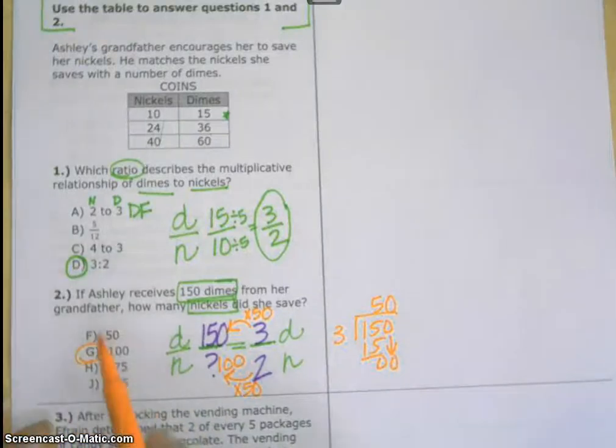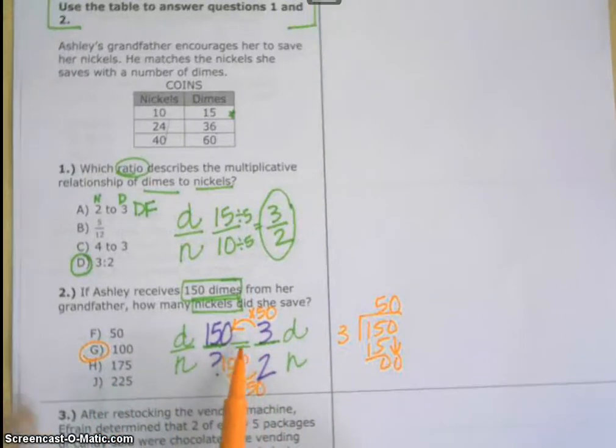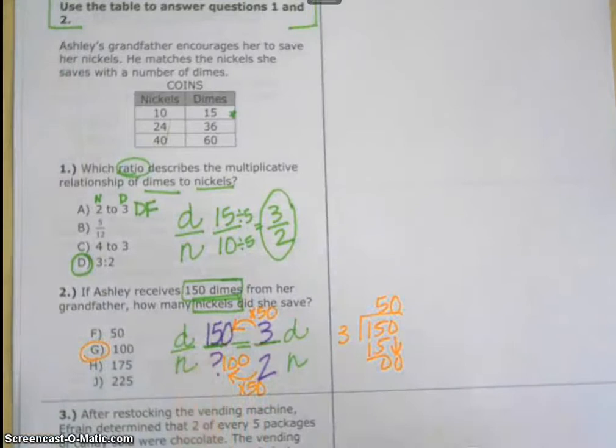A couple of people chose 5. That was your factor. That was not your answer. Remember, you could have used any number in the table for these, but you were supposed to use the table for questions 1 and 2.